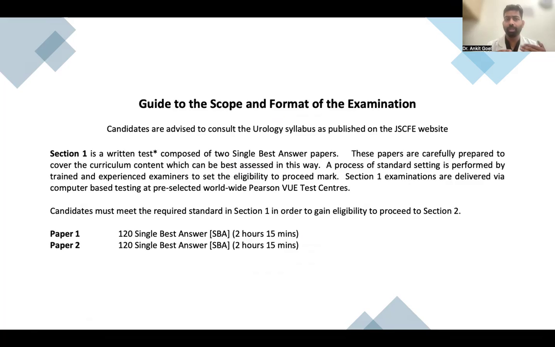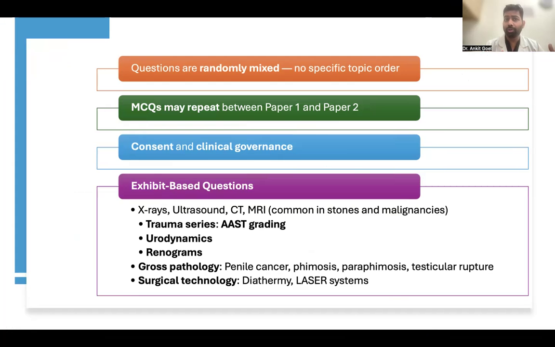Before that, in the 120 questions in paper one, and the same in paper two, there is no particular division or grouping of the topics. You can expect any topic to be asked in paper one, and sometimes even repeated questions in paper two. You can get oncology in one and oncology in two, urodynamics in both papers. So don't get preoccupied with that thought.